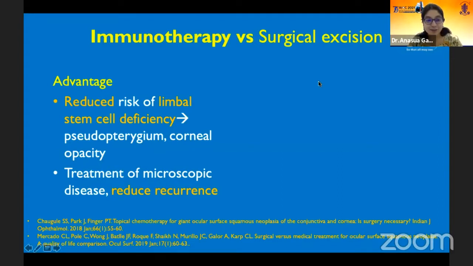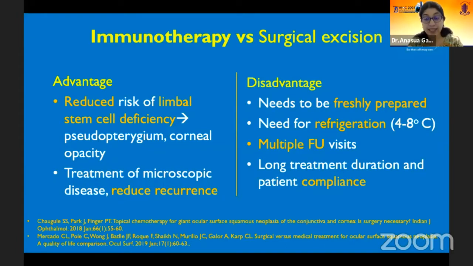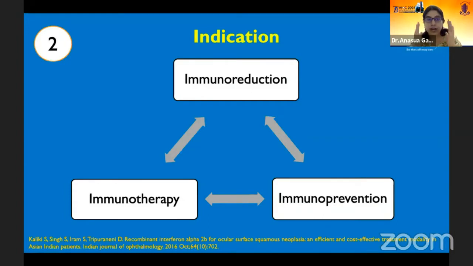Okay, so treatment of microscopic disease and reduced chances of recurrences theoretically, but it also has certain disadvantages, like it needs to be compounded freshly, it needs refrigeration, it requires multiple follow-up visits from the patient, and long-term compliance of the patient is extremely important when you start a patient on immunotherapy. So although nowadays many of us use immunotherapy as the primary treatment modality in the majority of our OSSN patients, there are 3 indications where it has definite advantage over surgery. I will be listing them one by one.